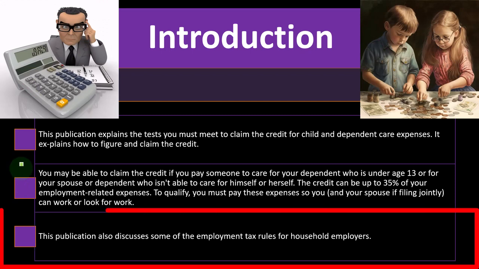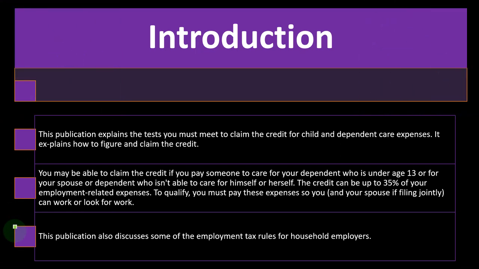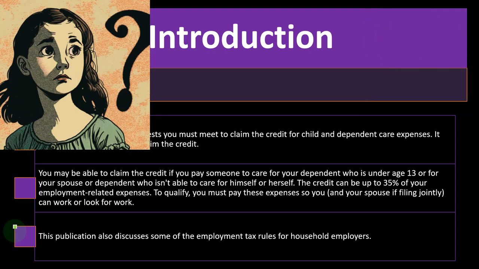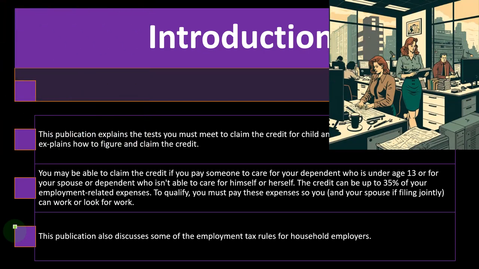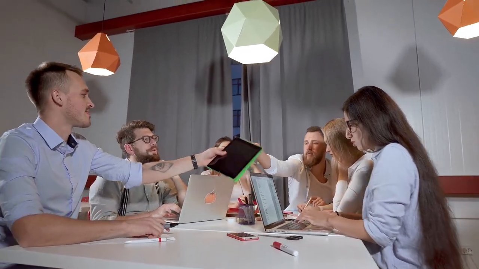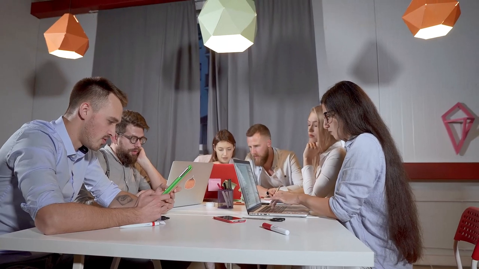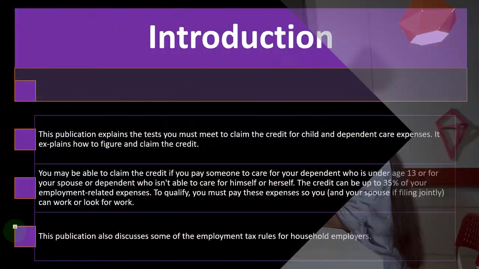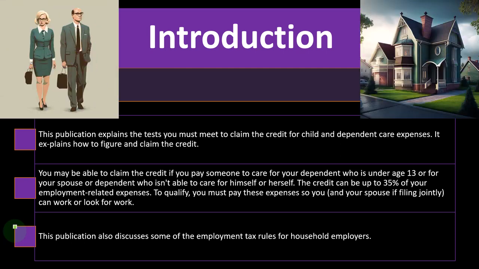All right, so this publication also discusses some of the employment tax rules for household employers. Now, if part of what you're doing in order to work is not taking your child to someone else for care, but hiring someone as a household employer, then you get into the situation of, just like any kind of Schedule C thing, are you hiring this person as an employee or are they an independent contractor? If they're working in your home and you have complete control and you set the hours and all that kind of stuff, it's looking more and more like they are an employee, and you're a household employer, which means you may have to deal with the payroll tax stuff, Social Security and Medicare in essence.